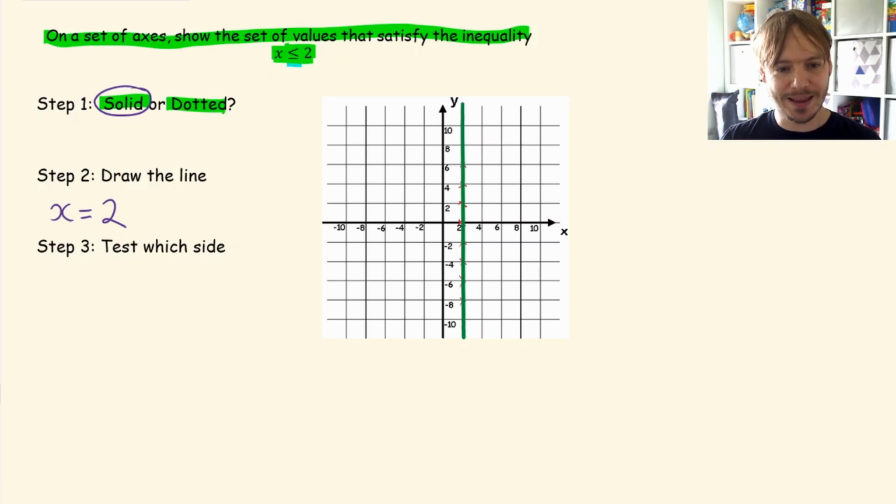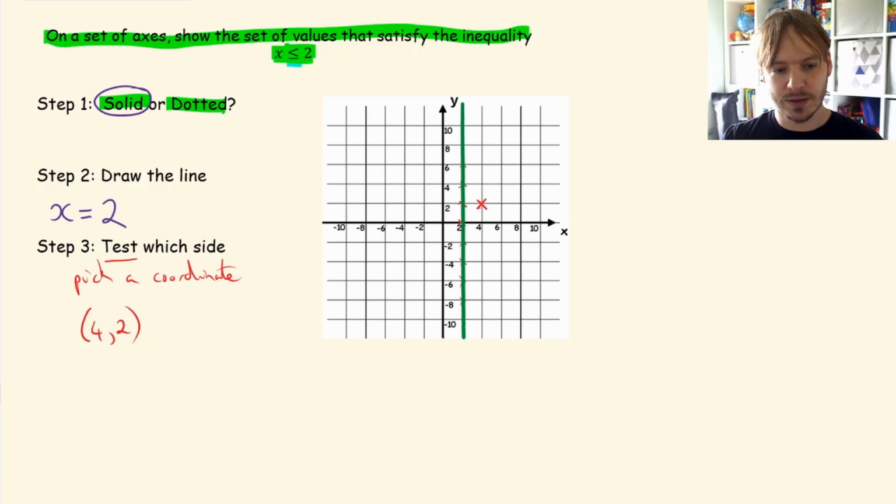Now what I mean by test is just pick a coordinate. It can be anywhere on the grid as long as it is on one side of the line or the other. On the line is not going to help us. We need to pick a point on one side of the line or the other. So I'm just going to pick this point right here. So I'm going to pick the coordinate (4, 2). And I'm going to just test it in my inequality. So the x coordinate's 4 and the y coordinate's 2.